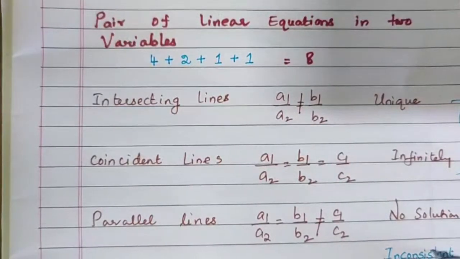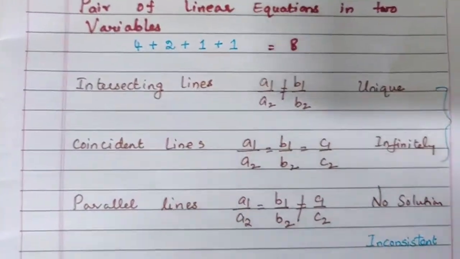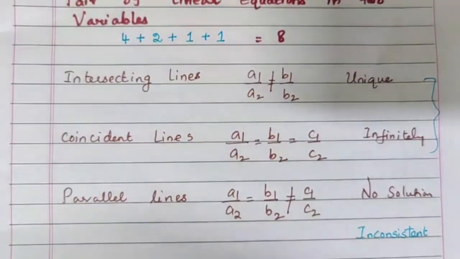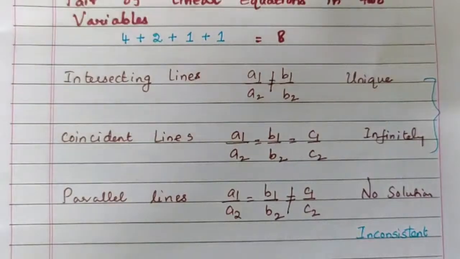Definitely, based on these three conditions, the question will be there. You can expect questions based on intersecting lines, coincident lines, parallel lines. Intersecting lines, the condition is a1 by a2 is not equal to b1 by b2. How many solutions? Unique solution, or single solution, or exactly one solution. For coincident lines, what is the condition? a1 by a2 is equal to b1 by b2, which is equal to c1 by c2. How many solutions? Infinitely many solutions. For parallel lines, a1 by a2 is equal to b1 by b2, which is not equal to c1 by c2.